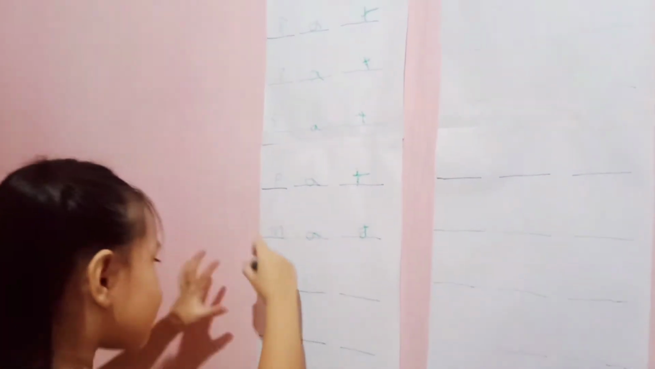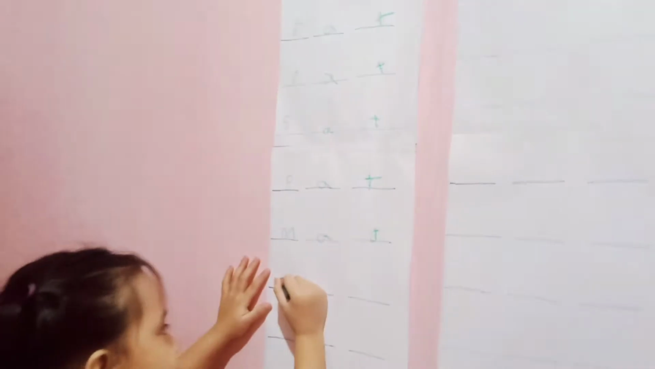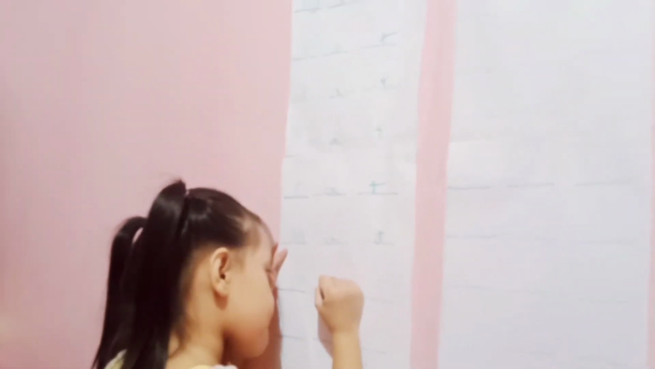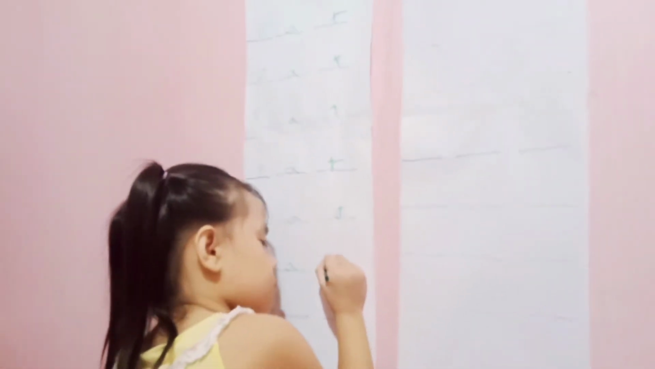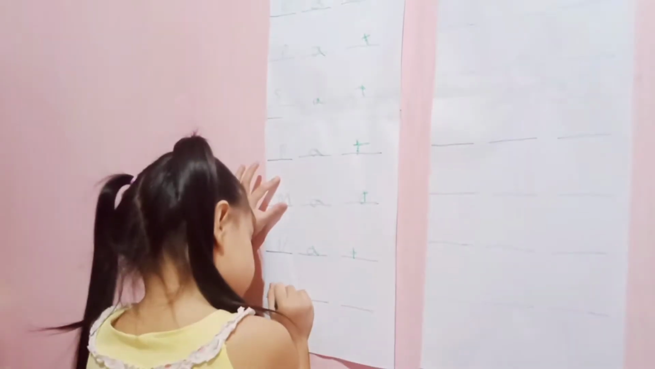I don't know what it is. You can do it. Very good. Okay, can you read it? A t. Fat. What? Fat. No, v. Fat. Okay, very good. Next. F at.